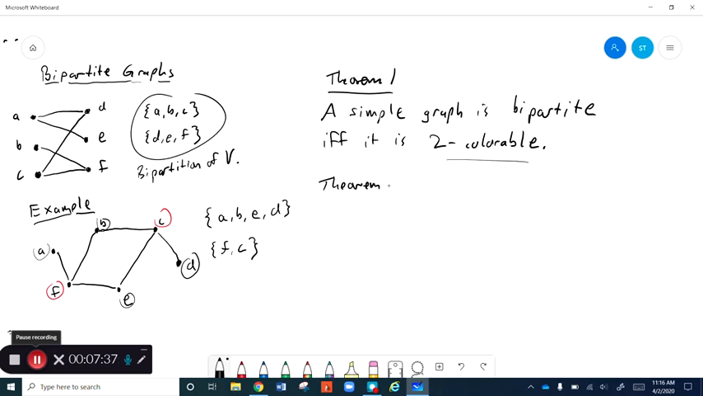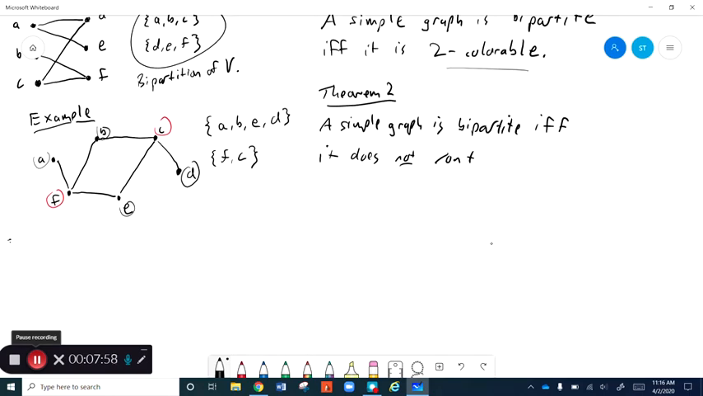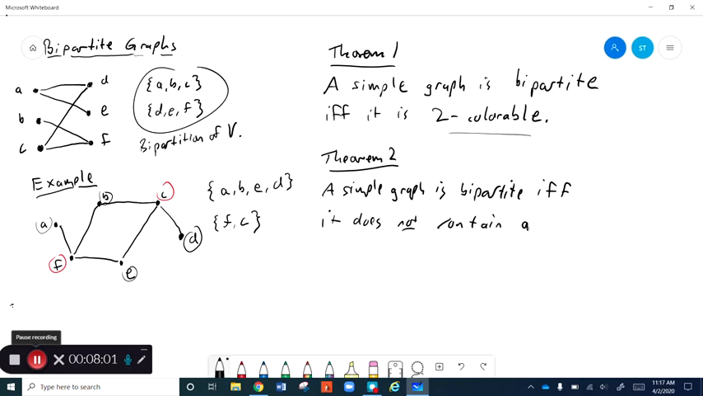So the other theorem is another way to check to see if a graph is bipartite: a simple graph is bipartite if and only if it does not contain a particular subset, an odd cycle. So remember, we just learned about cycles. A cycle is when you have some number of vertices that are all connected, all around one to the next, forming a loop sort of thing. So an odd cycle would be a cycle using an odd number of vertices.